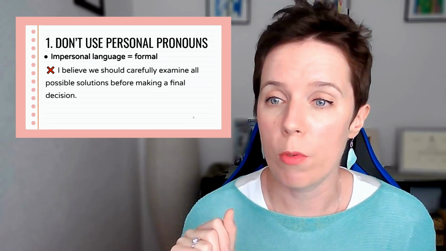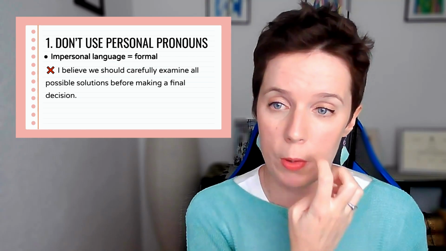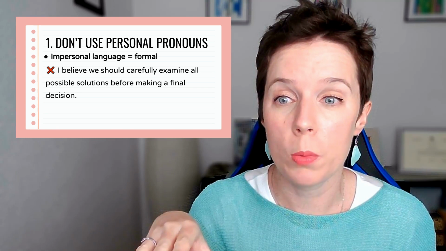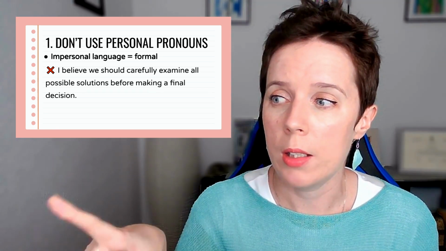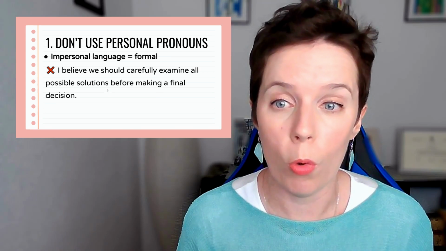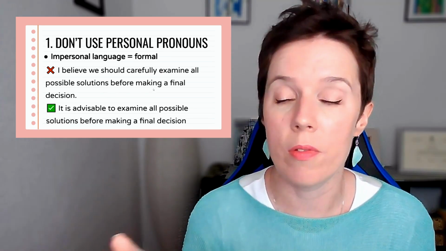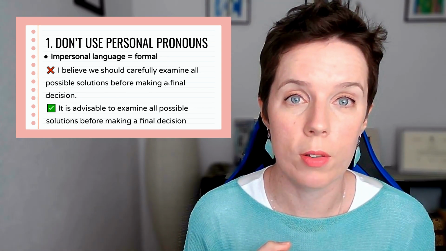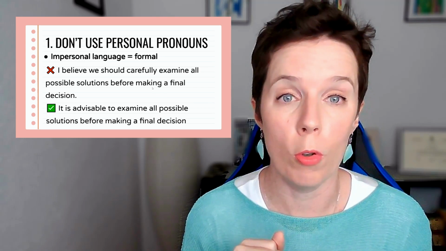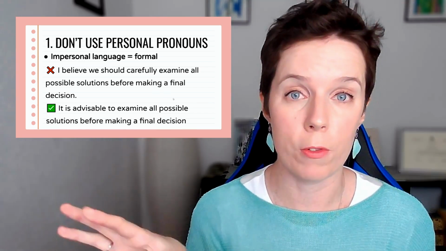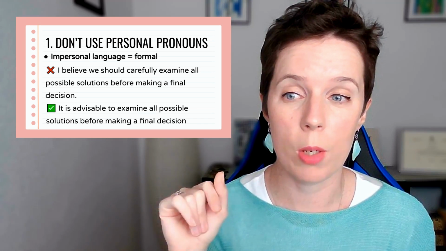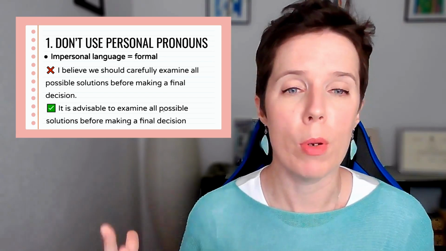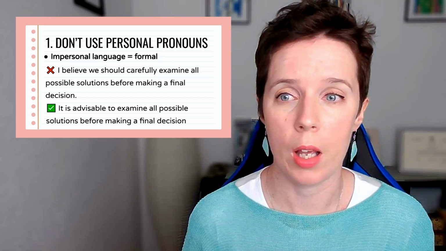So, for example, if I wrote, "I believe we should carefully examine all the possible solutions before making a final decision." This is semi-formal, but we can take away I and we and make it even more formal, like this. "It is advisable to examine all possible solutions before making a final decision." This second sentence is a lot more formal than that first one. So you can see the difference here in the formality. First one semi-formal, second one very formal. And that's how you should be writing academically or in a report or a proposal or something like that.